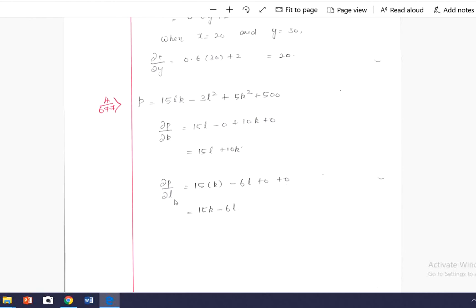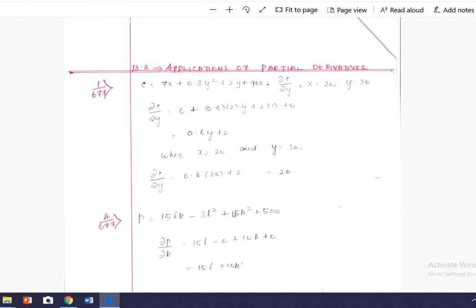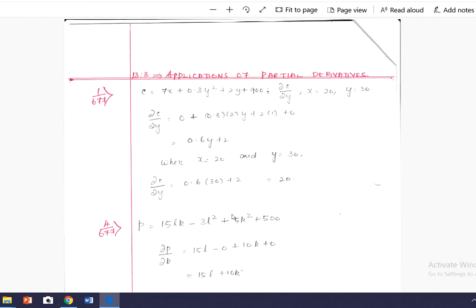Now the partial derivative function with respect to l. Here we have an l, therefore this will become 1. K remains the same. Derivative of this function is the same, and minus 6l square. Here only k, therefore 0 plus 0. The final function is this one. So these are the two applications, two different applications of partial derivative.